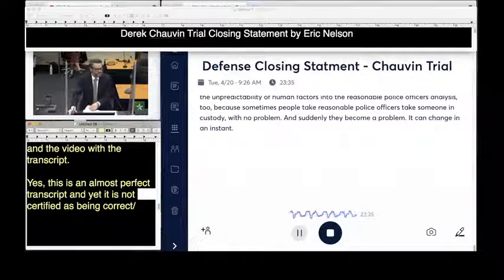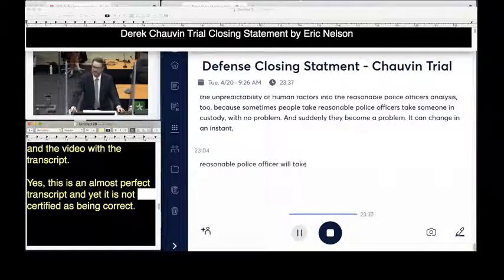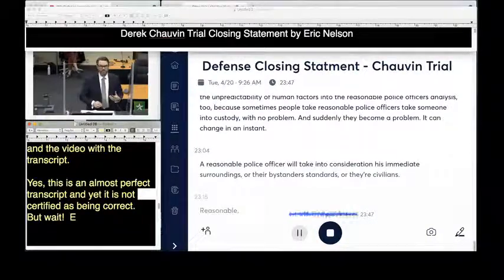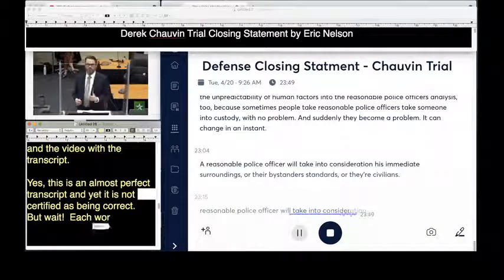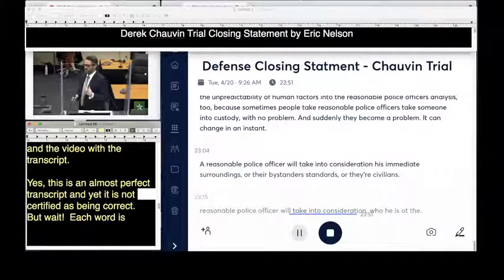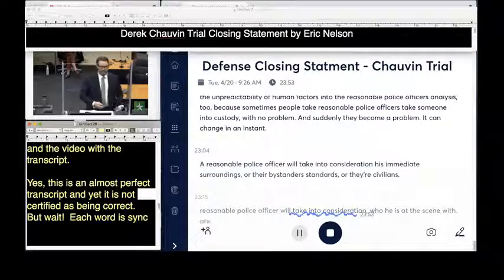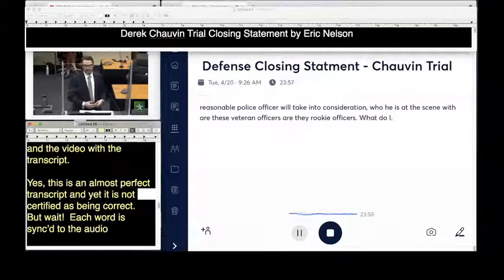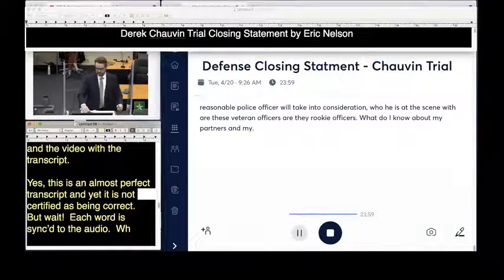A reasonable police officer will take into consideration his immediate surroundings. Are there bystanders? Are there civilians? A reasonable police officer will take into consideration who he is at the scene with. Are these veteran officers? Are they rookie officers? What do I know about my partners and my partner's abilities?